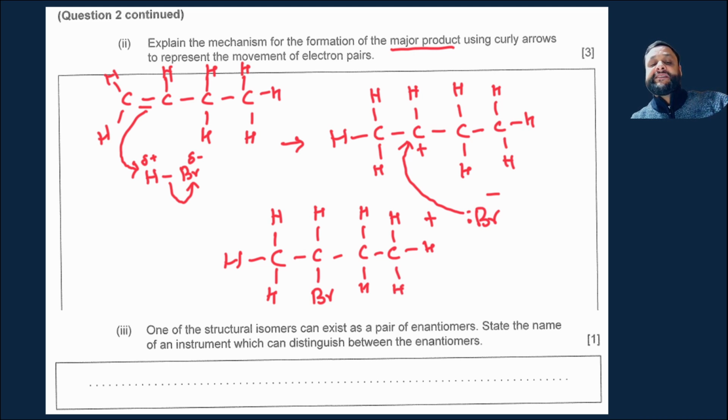So that will give us 3 marks here. I would say 1 mark for the first 2 arrows, the carbocation and arrow will give us the 2nd mark, and the product will give us the 3rd mark. 3. One of the structural isomers can exist as a pair of enantiomers. State the name of an instrument which can distinguish between enantiomers. So we can use a polarimeter.